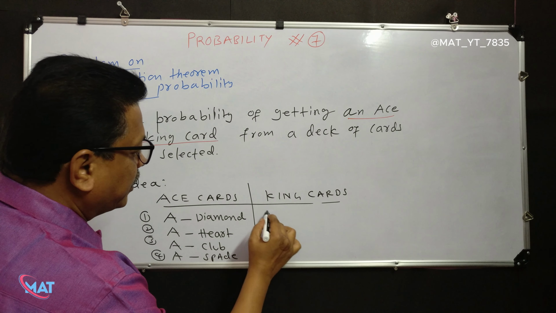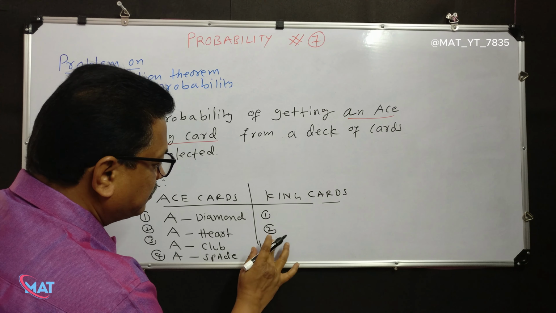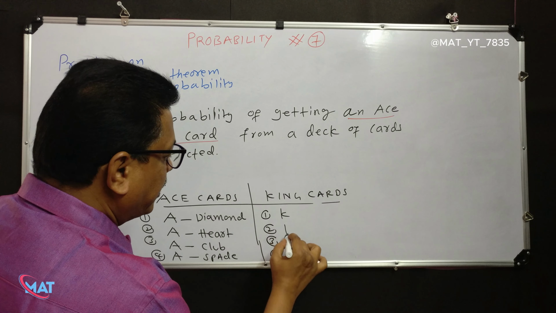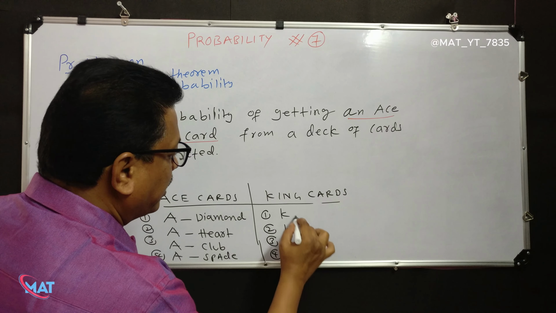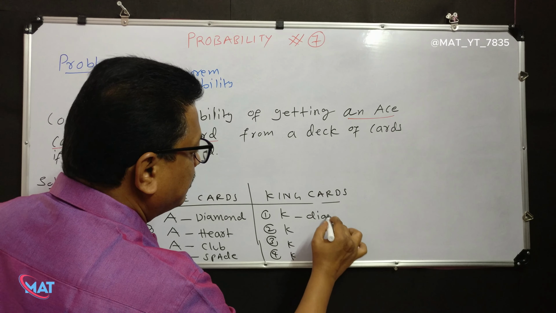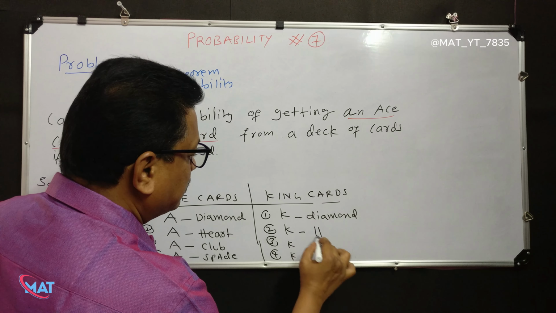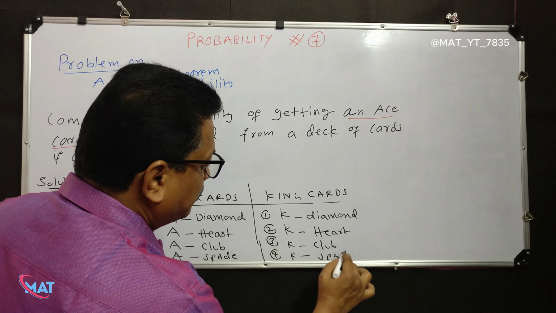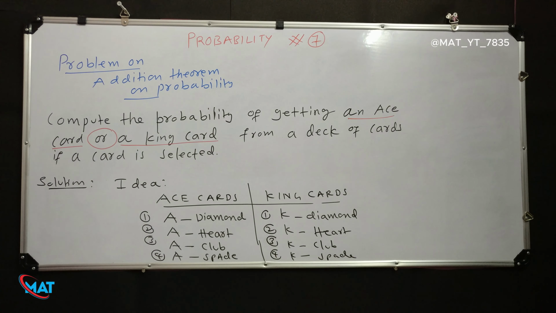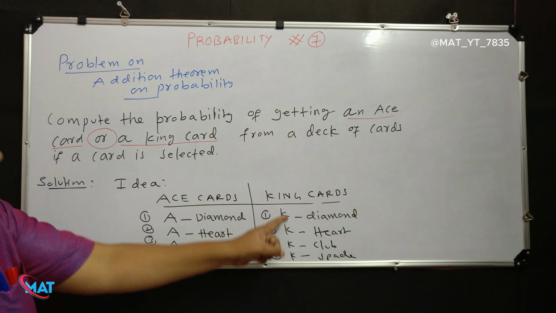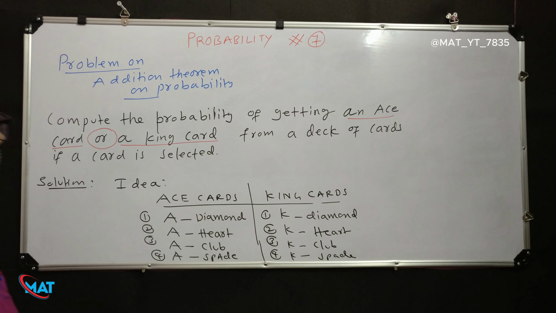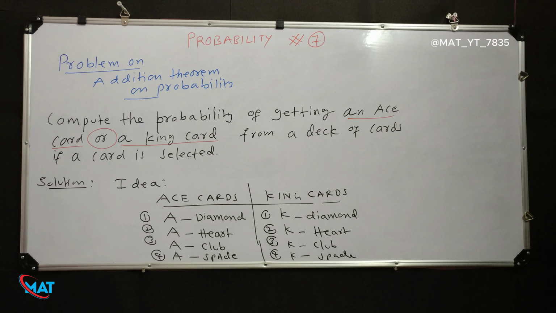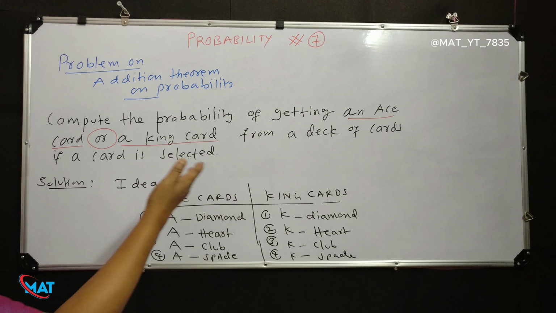Similarly, here also we get four types. We write K, K, K, K, of diamond, heart, club, spade. Out of the four symbols, any one king card may appear. Here, a card may be an ace card or a king card. Here also four possibilities, and here also four possibilities.